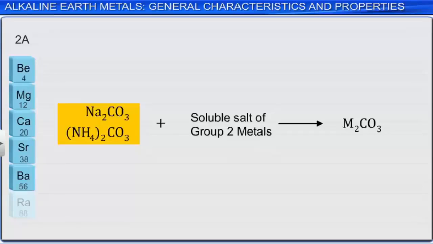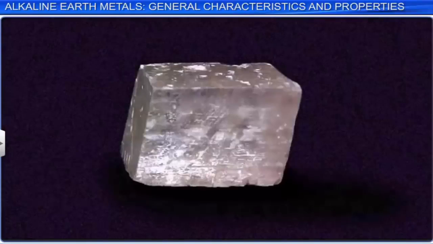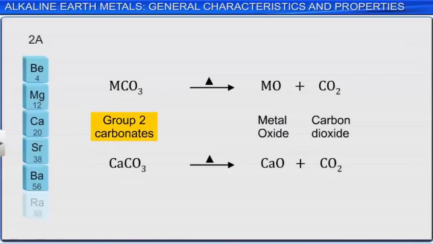The carbonates of the group 2 metals are insoluble. They can be prepared by reacting soluble carbonate salts, such as group 1 or ammonium carbonates, with soluble salts of the group 2 metals. One such reaction is shown here. A photograph of the mineral calcite, a naturally occurring form of calcium carbonate, is shown here.